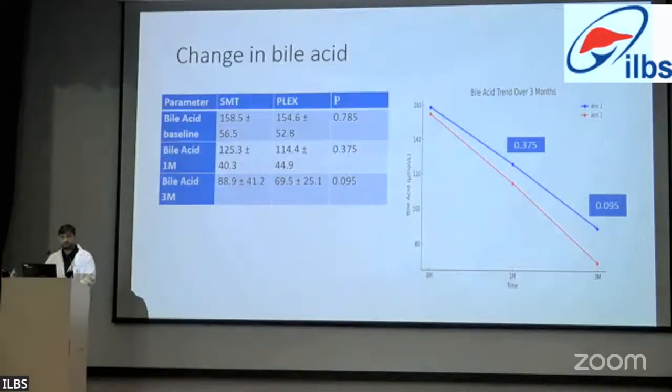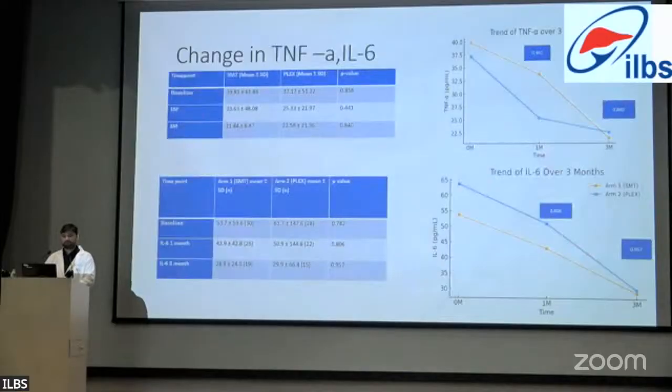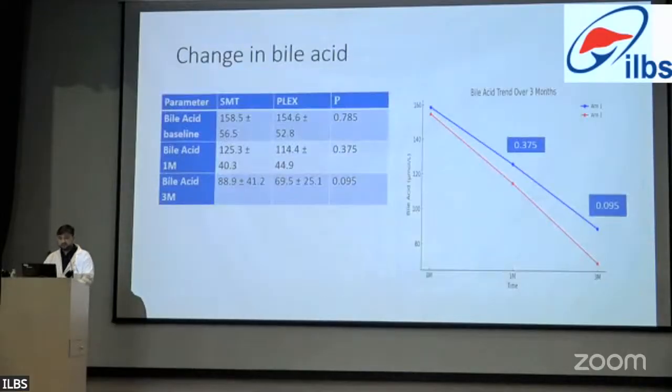Why don't you read? Why do you jump so fast? Go back to the bile acid. In SMT group, bile acid at baseline was 158. After 3 months, it came around, sir, 88. After the plasma exchange, what is the bile acid? We're going at 1 month, but how does it decrease after 1 session, 2 session, 3 session? There's no data on this? Yes, sir, but okay, so we will come back.